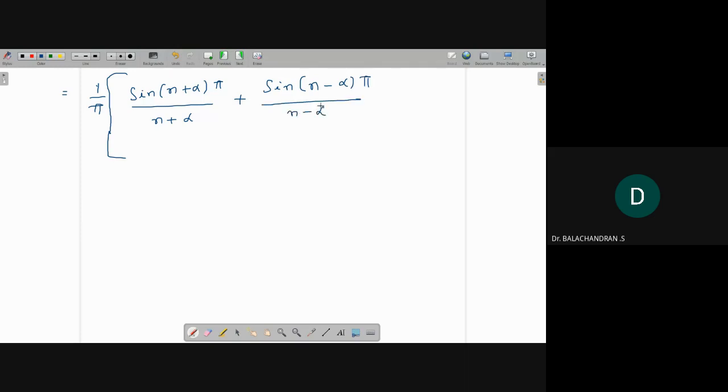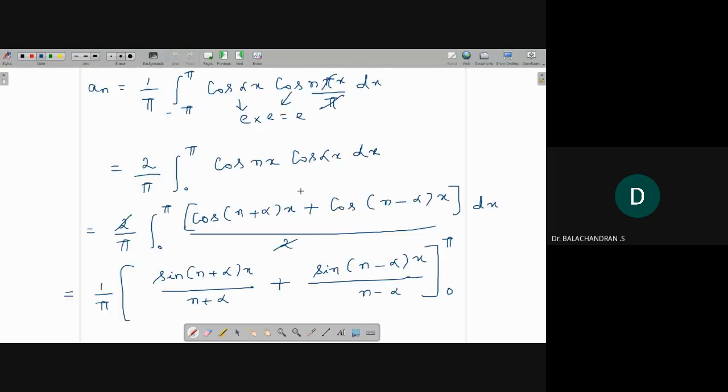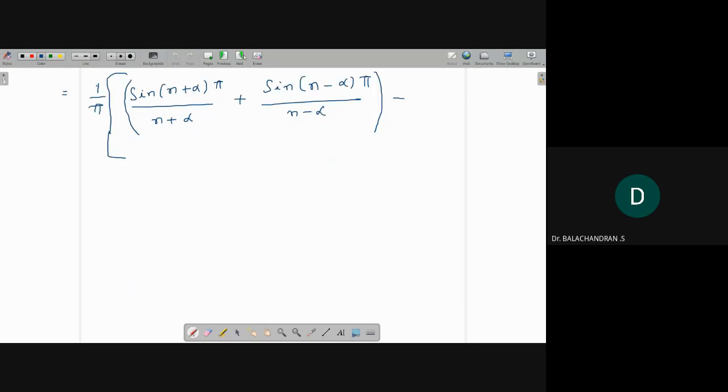So upper limit is over. Minus lower limit. When x is equal to 0, sine 0 is 0, sine 0 is 0. So lower limit is 0 plus 0. Then close the bracket. So you can write this as 1 by pi.